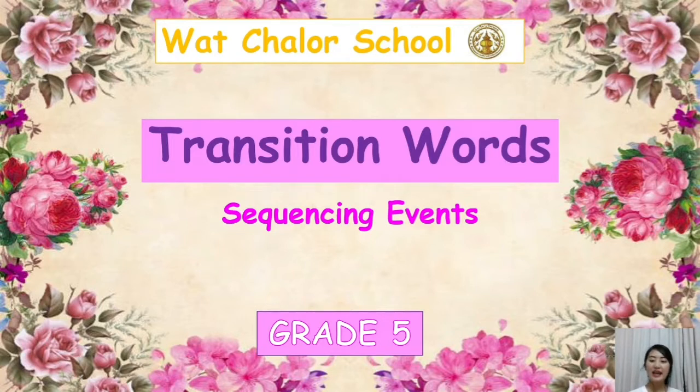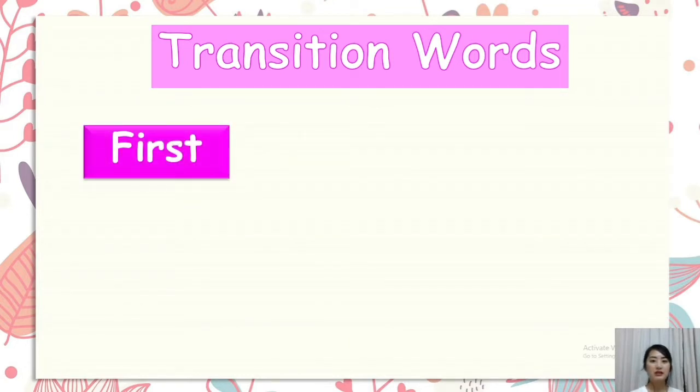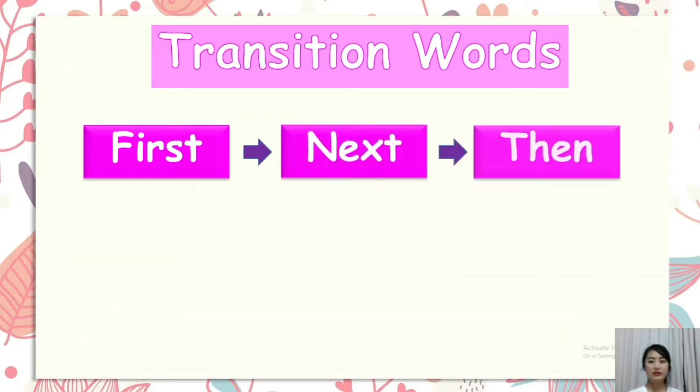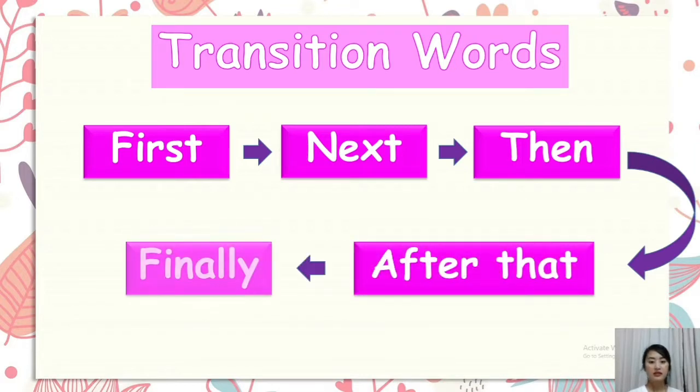Our topic for today is about transition words used in sequencing events. What are they? Transition words. We have first, next, then, after that, finally, or lastly. So basically, we use these transition words to sequence events like in a story or to show the steps in making something.